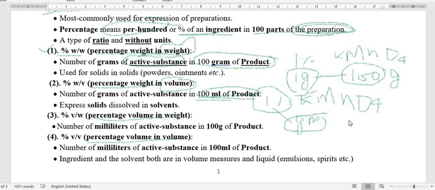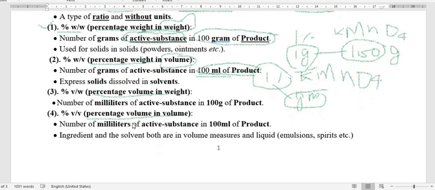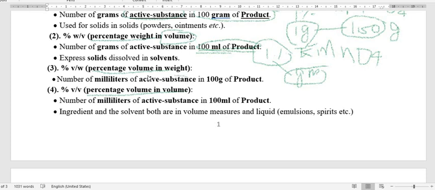Now we have to go through the third one, volume by weight. In this, the active constituent is in ml, or in volume. So gram is always compared with ml; 1 gram is equal to about 1 ml.